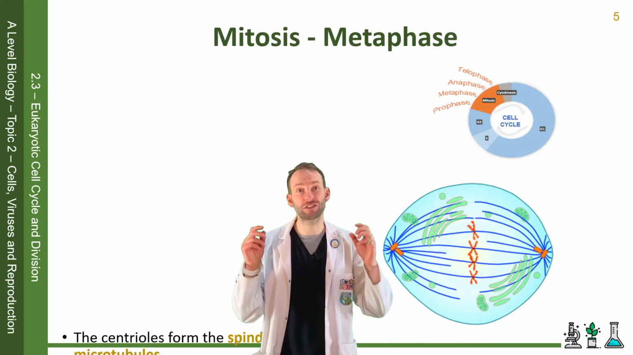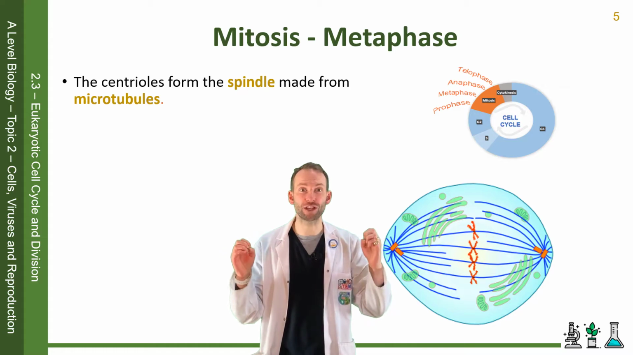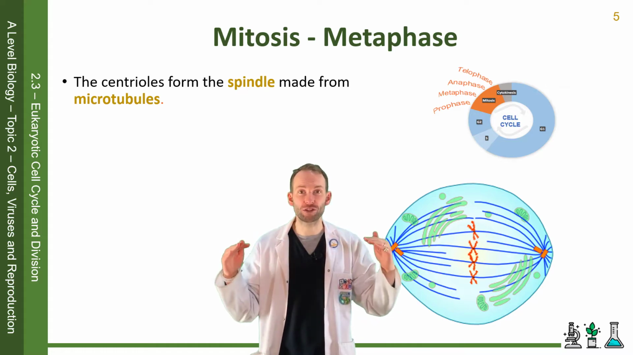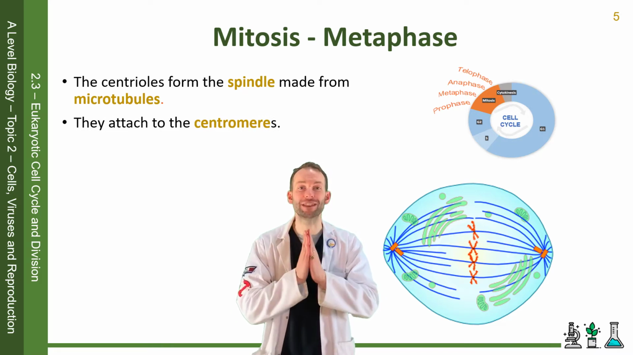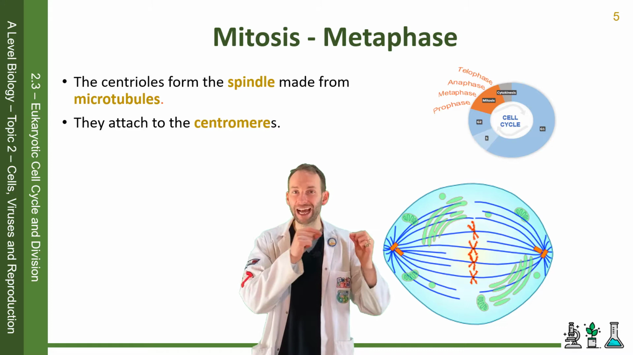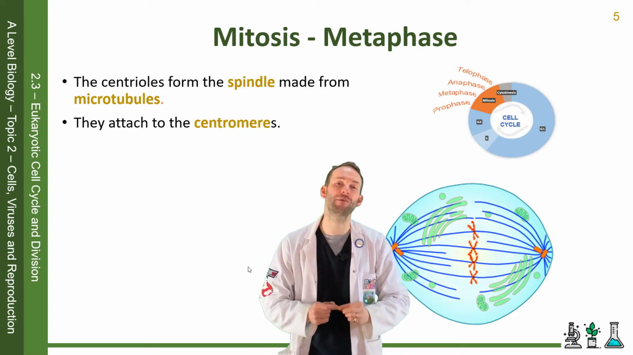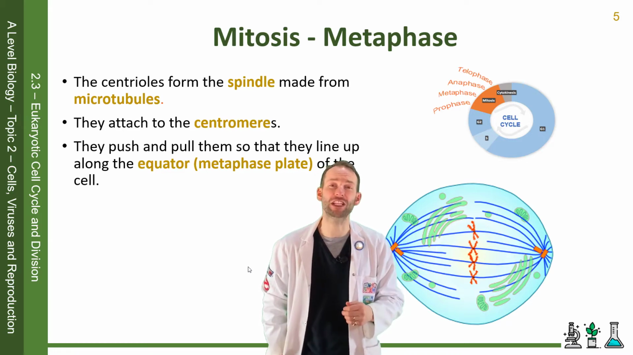In metaphase, those centrioles that move to the opposite poles form a spindle out of microtubules, and those microtubules join the centromere of those sister chromatids. Okay, and once they've joined from either side, they can push and pull those chromatids so that they line up perfectly down the equator of the cell, or the metaphase plate as we call it.